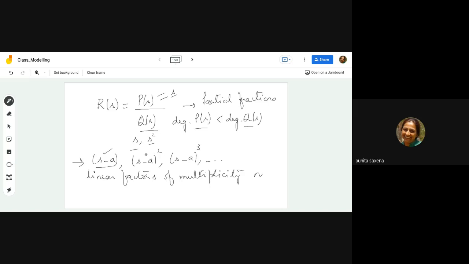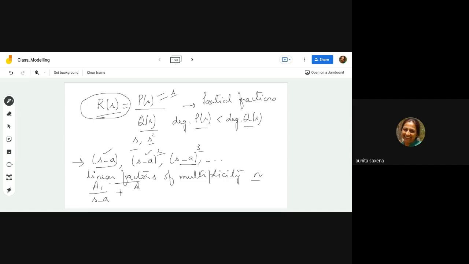S minus a or s minus a square means we have a linear factor but of multiplicity 2, right? Similarly, s minus a cube means we have linear factors but of multiplicity 3, and so on and so forth. So if we have our expression in which we can say that this term Rs can be decomposed as linear factors of multiplicity n, then to split it into partial fractions, we just follow this rule.